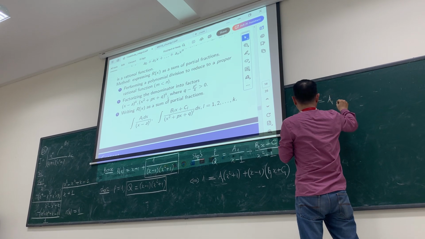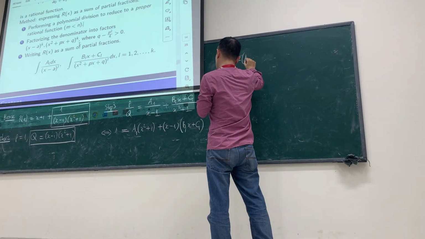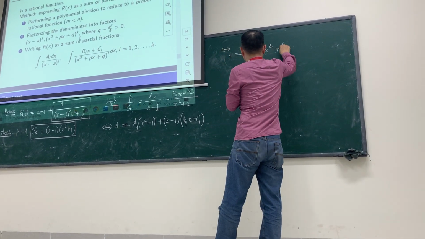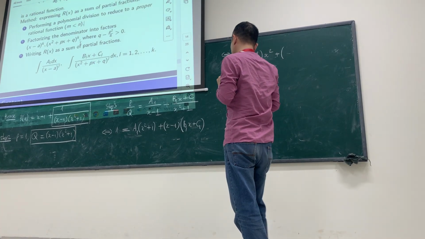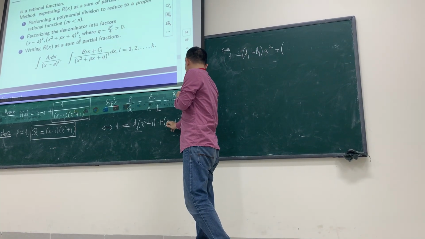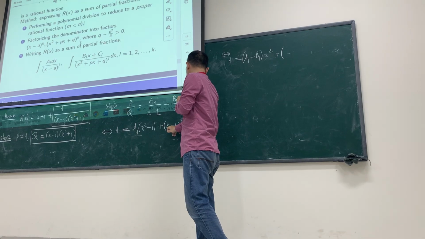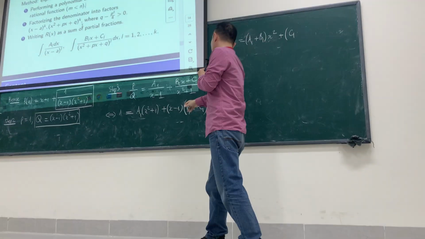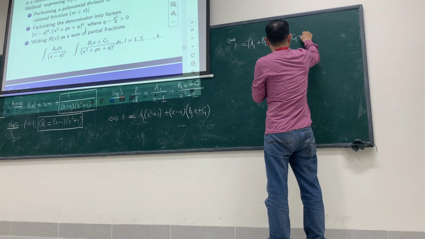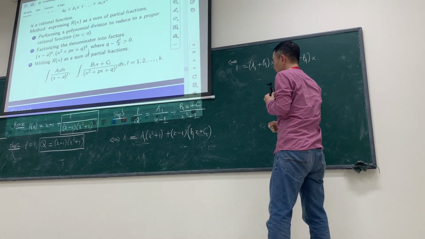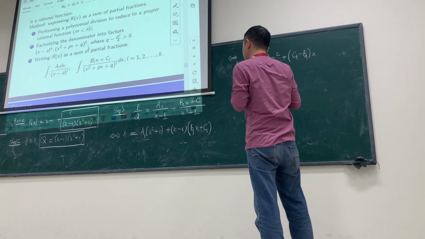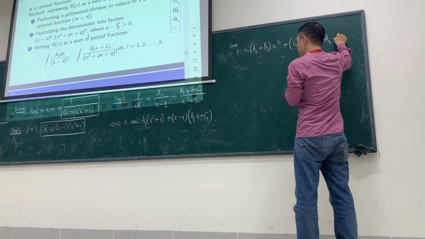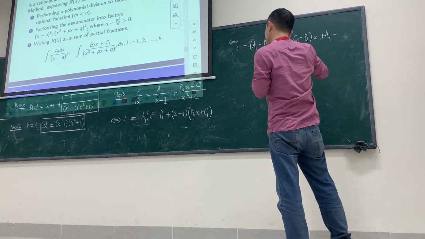A1 plus B1 times x squared, plus the coefficient corresponding to x to the power 1, C1 minus B1, times x. Then the free coefficient, A1 minus C1.